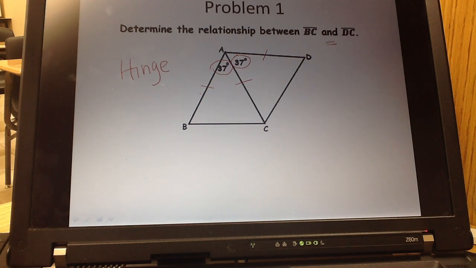Well, they weren't marked, so we cannot determine any relationship. So the answer to this question would be cannot be determined. If the sides were marked, we could have said that they're equal. If one angle is bigger than the other, remember, the bigger the angle, the longer the side.